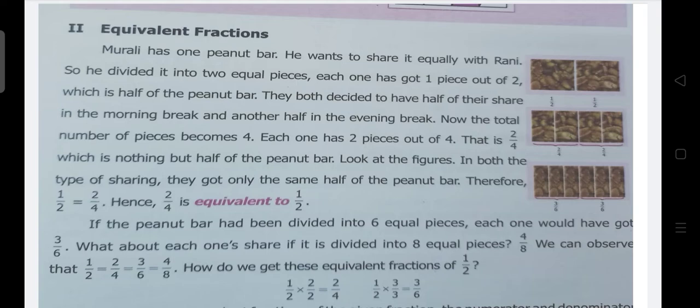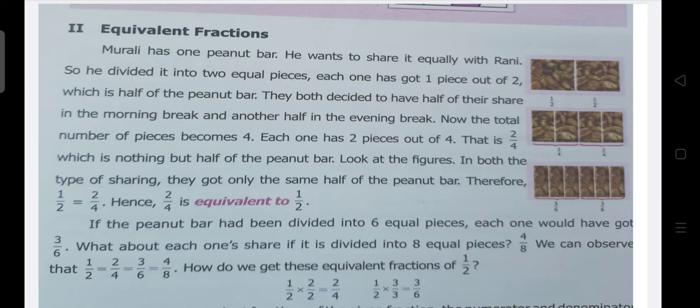They both decided to have half of their share in the morning break and another half in the evening break. Now the total number of pieces becomes 4. Each one has 2 pieces out of 4. Now this 1 by 2 is further divided into 2 by 4. Look at the figures. In both types of sharing, they got only the same half of the peanut bar. Therefore 1 by 2 is equal to 2 by 4.